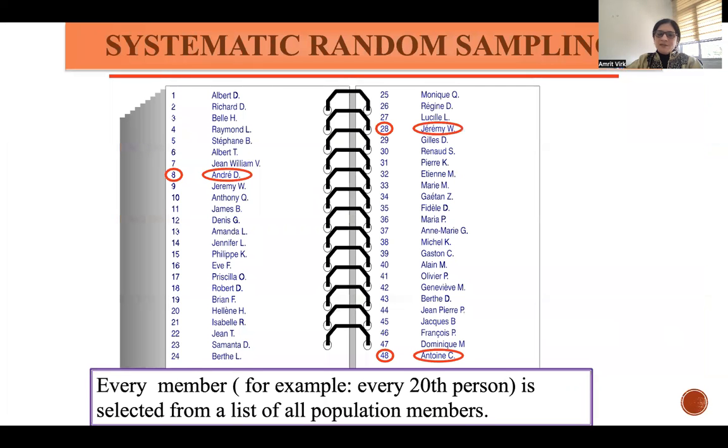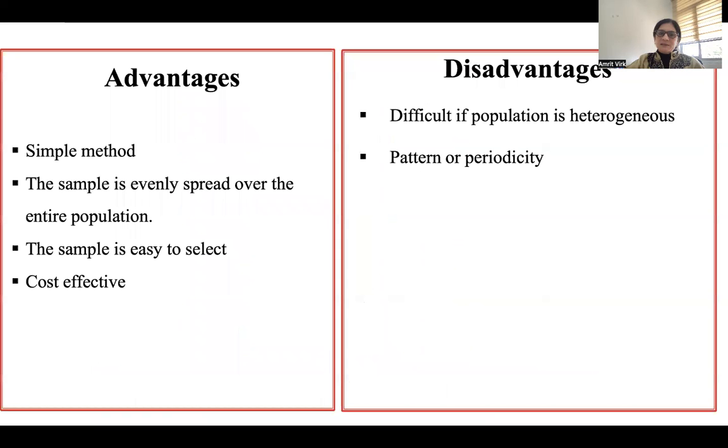So here again, in this particular example, we can see that every member is selected from a list of all the population members. In this particular example, every 20th person has been picked up after picking the first person at number 8. Then thereafter we are adding 20 to 8, so we get the 28th person, and then we add another 20 to 28, and we get the 48th person. So that is how we go about the systematic random sampling method.